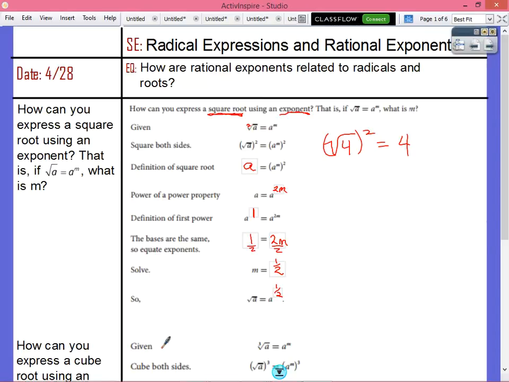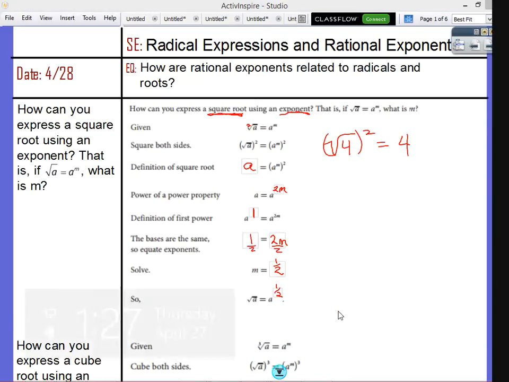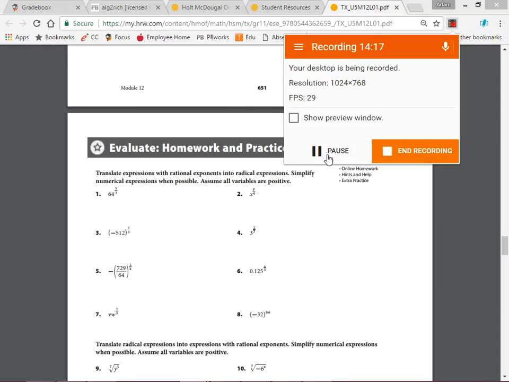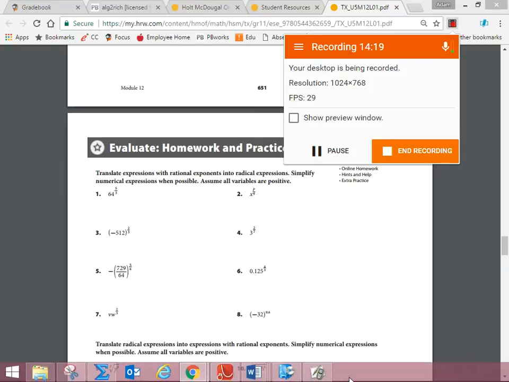All right. So what I'd like you to do at this point is do the second part. Basically, you're going to use the same thinking, the same understanding. You're just going to do it with the cube root rather than the square root. So let's go ahead and pause the video while you complete that next part.